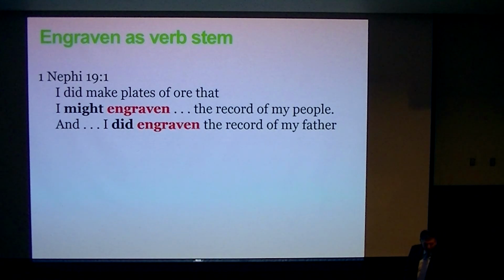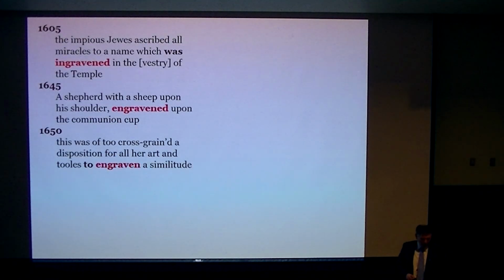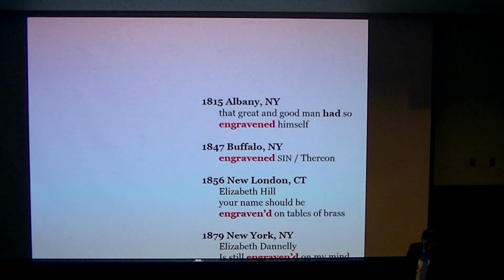Okay, this has been naively criticized: "graven" used as a verb stem. Why naively? Because we can find it, as we see here, not only in the Book of Mormon, but in all different periods of English. We can find it in the early modern period, used as a verb stem, "to engraven," just like the Book of Mormon, 1650. We can find it in the 1700s and 1800s in London published books, used as a verb. We can find it in American English in the 1800s.